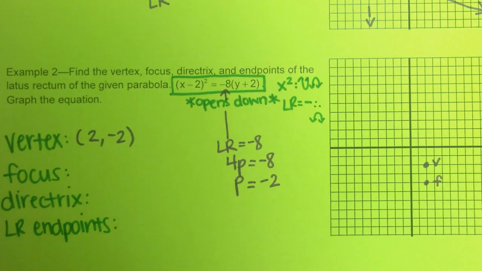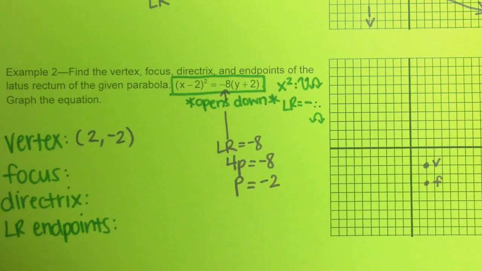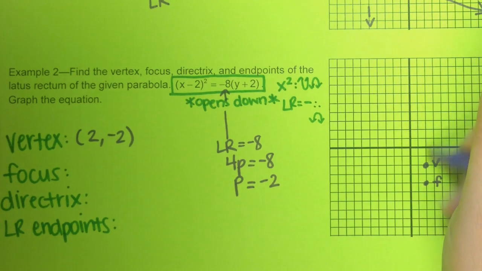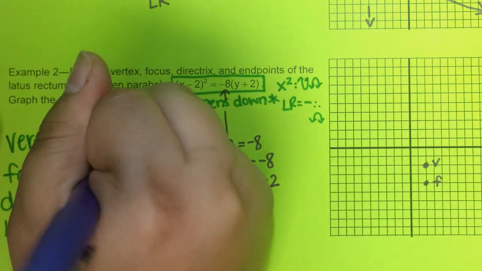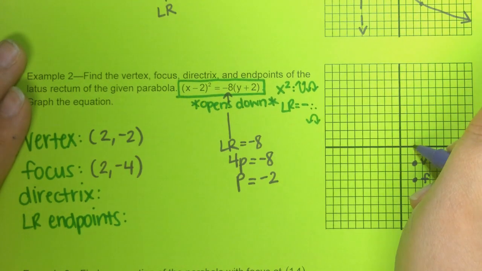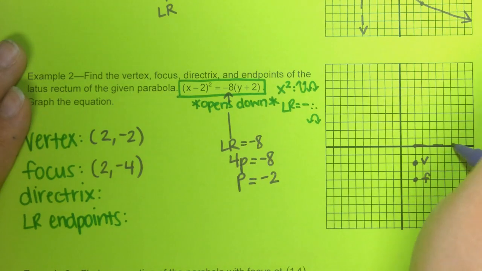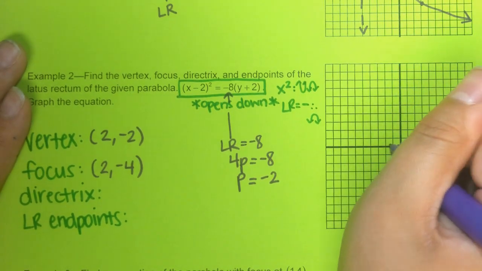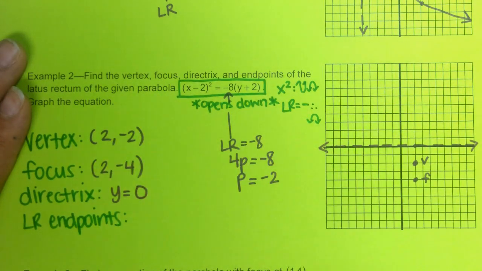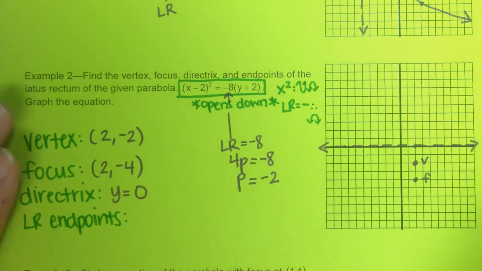The distance is positive 2, but it's actually going down 2. So if you put positive 2, you're just telling me the distance. That's fine. So what's the directrix? Where's that at? What point is that at? 2, negative 4. So where's the directrix? Yes, but remember it's a line, so what is it going to be? Y equals 0. Does that make sense? Okay, and don't forget to label that D.